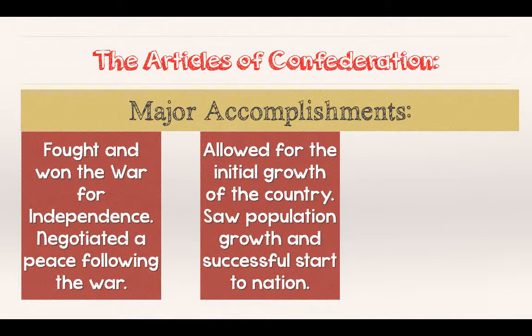All right, the Articles of Confederation allowed for our country to initially grow and start to succeed. We saw the successful start to a nation. We defeated, we made peace, we started. The Articles of Confederation will be brought into question during Shays' Rebellion, but after that, we see it's there. We started. That's the most important part.